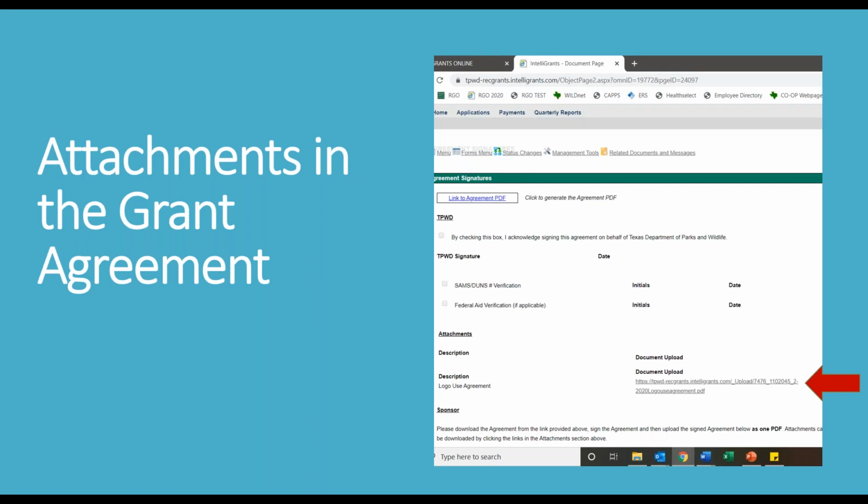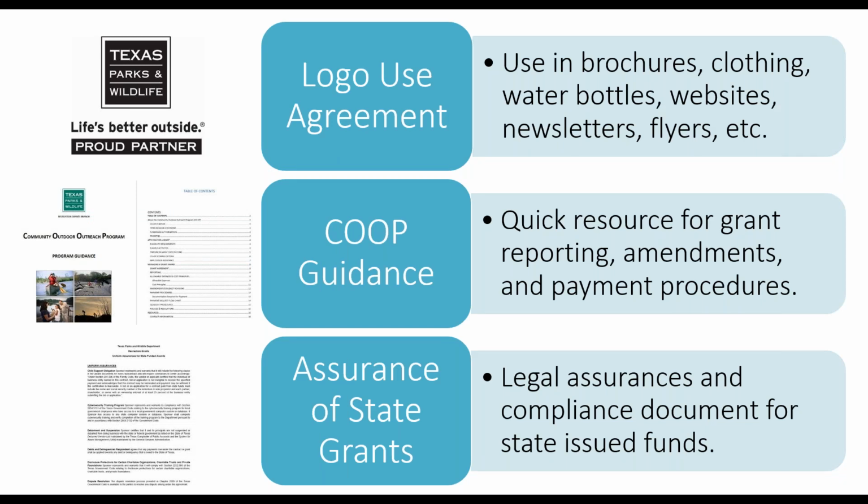All right, let's take a look at some of the attachments that you will find in your grant agreement. It's important to review all of these. There's 4 total, and we're going to take a look at each one. So one of the first attachments you'll see is a logo use agreement. At the time that this grant agreement is signed, you'll also sign the logo use agreement, and it gives you permission to use the Proud Partner logo for any grant-related items. You could use this on brochures, on water bottles, on supplies, on your website.